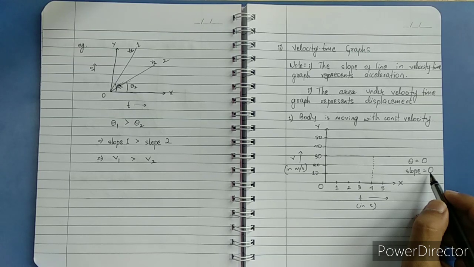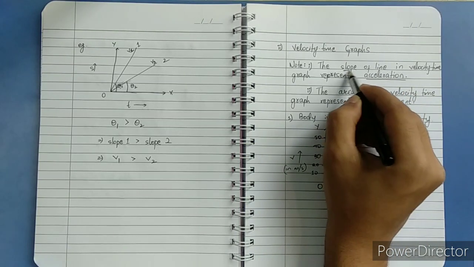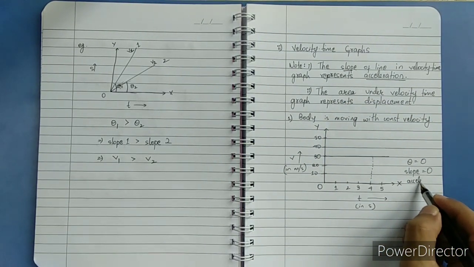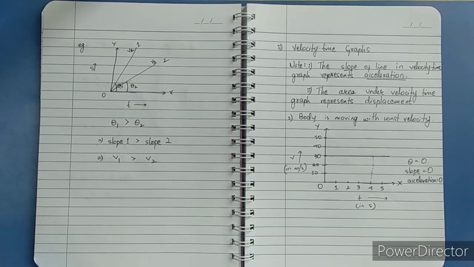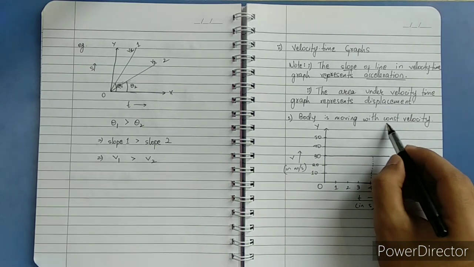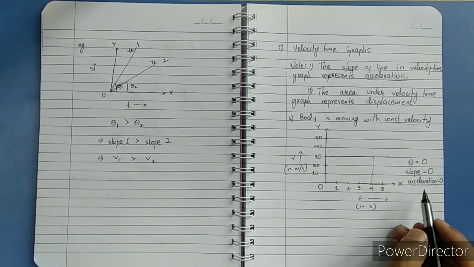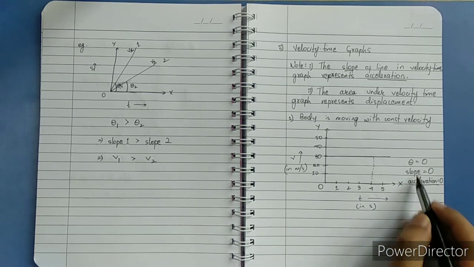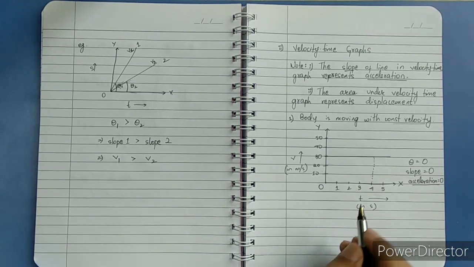If slope is 0, and slope in velocity time graph represents acceleration, then here acceleration is 0. If you correlate with the definition, acceleration is change in velocity by time. Since the body is moving with constant velocity, change in velocity is 0. As change in velocity is 0, acceleration should be 0. We can correlate with the definition as well as using slope. So slope here is 0, so acceleration is 0.